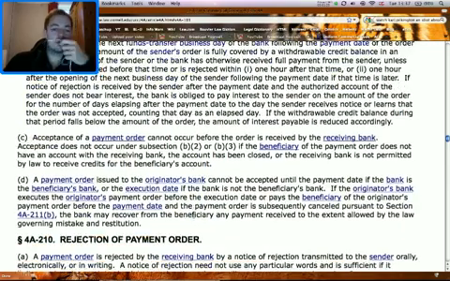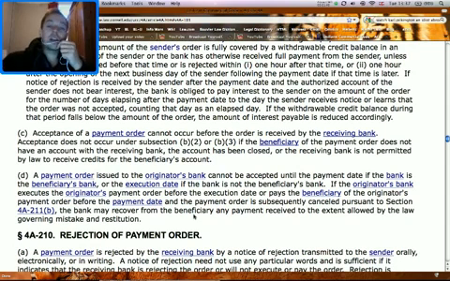Acceptance of a payment order cannot occur before the order is received by the receiving bank. Acceptance does not occur under subsection B2 or B3 if the beneficiary of the payment order does not have an account with the receiving bank, the account has been closed, or the receiving bank is not permitted by law to receive credits for the beneficiary's account. A payment order issued to the originator's bank cannot be accepted until the payment date if the bank is the beneficiary's bank.